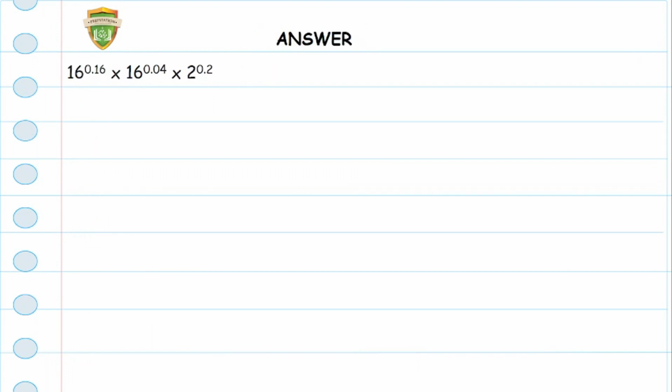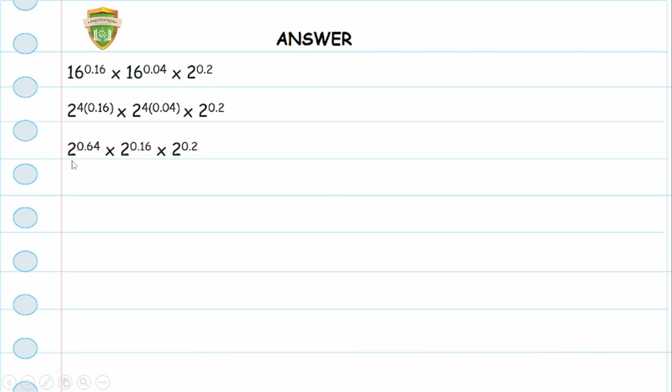Now, question 2 says we should evaluate these values that were given. So now we have 16 to the power 0.16 multiplied by 16 to the power 0.04 multiplied by 2 to the power 0.2. Now, the first thing you notice is that 16 is a multiple of 2. So we can rewrite both 16s as 2 to the power 4 and 2 to the power 4 respectively. Now, this form multiplies 0.16 and this form multiplies 0.04. So that now becomes 2 to the power 0.64, 2 to the power 0.16, and 2 to the power 0.2.